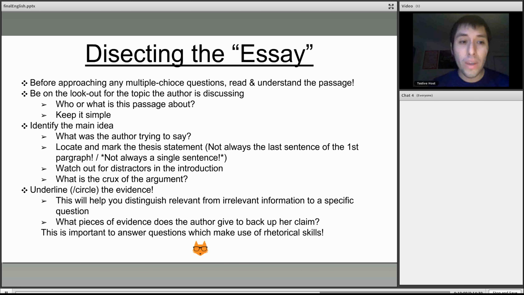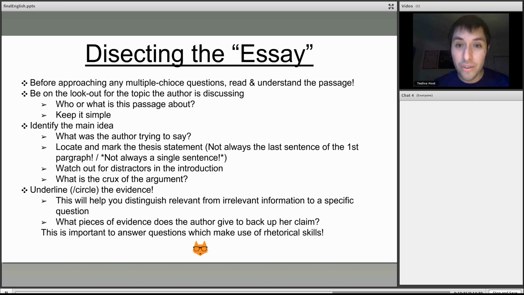And then locate and mark what you believe the thesis statement to be. Now, this is not always going to be the last sentence of the first paragraph, and it's not always a single sentence. But whatever you find, try to find evidence to back up that claim. And if you can find the evidence, then that might be a good thesis statement. If you can't, you should really reconsider what you thought the point of this passage is.